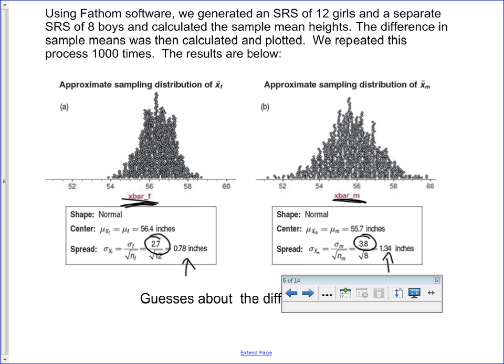Now, what do we think the next slide will show for x bar f minus x bar m, where we do one sample of each and subtract them and plot it? And then we do a sample of each, subtract them and plot them. We keep doing that again and again and again to get the sampling distribution. Well, what do we think that's going to look like? And remember, it's x bar f minus x bar m, so we would expect the center to be 56.4, the difference. But what are we going to do with the spreads?